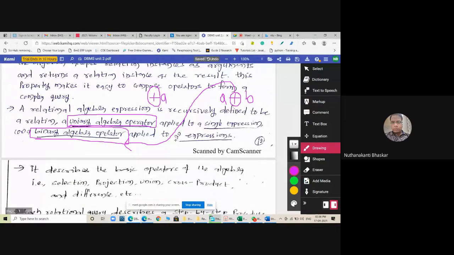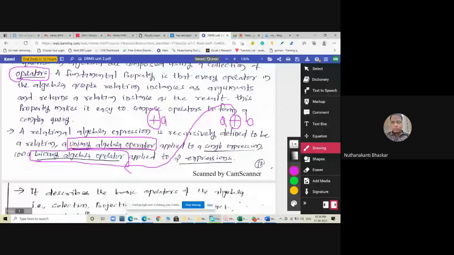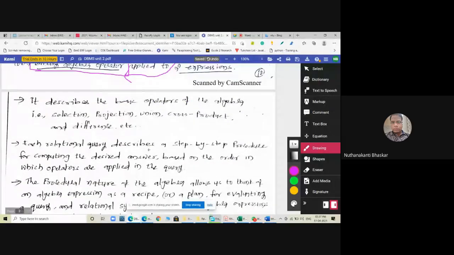A binary operator operates on two operands, while a unary operator operates on only one operand. Like that, all this mathematics is used in relational algebra. Here we can discuss more operators in the algebra: selection, projection, union, cross product, Cartesian product, set difference, etc.